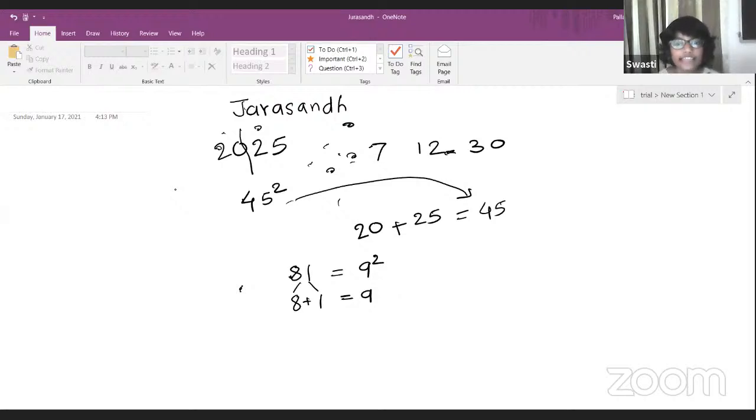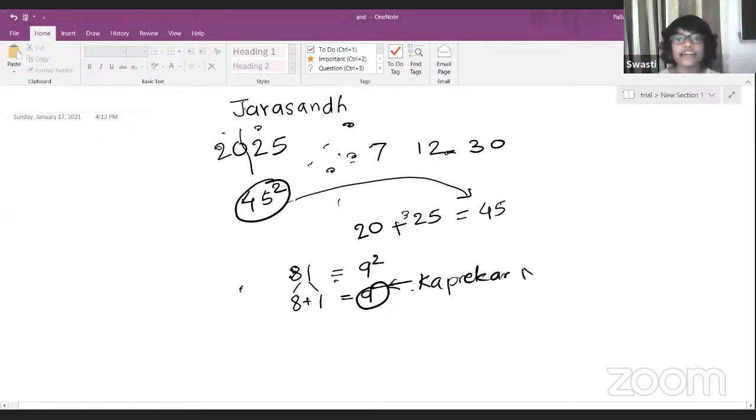And 9 is called a Kaprekar number, because the square of 9 is 81 and 8 plus 1 is 9. So 9 is a Kaprekar number and 81 is a Zarasandh number.